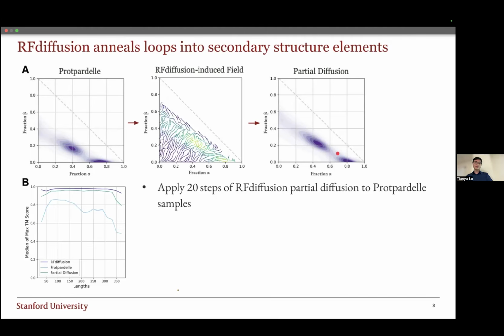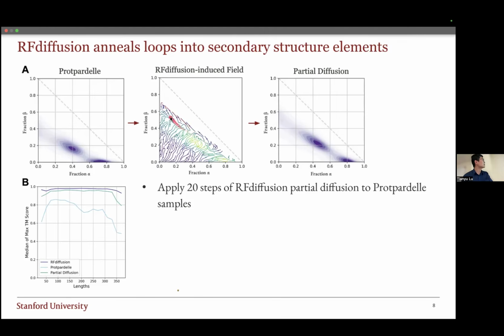So for every structure generated by Proteina, a generative model developed internally by Possu Huang's group, we apply 20 steps of RF diffusion partial diffusion. So we noise the structure a little bit, and then we denoise it back to data. And we notice this shift in secondary structure elements. In this middle plot, you see these streams going from the bottom left corner upwards, a loss of loop structures, being annealed into both more helical content and more beta sheets.